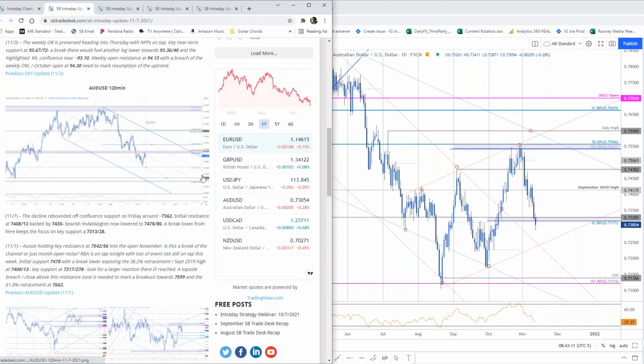But what a clear cut trade. This was really well performed this week. Questions on Aussie?